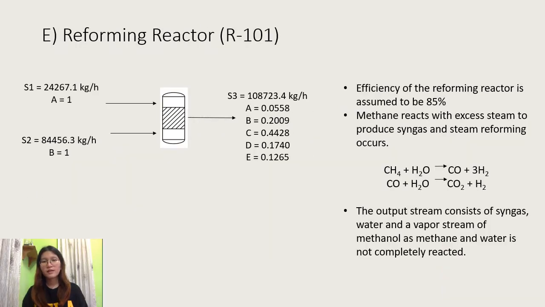Last but not least is the reforming reactor. This reforming reactor is assumed to be 85% efficient. Methane will react with excess steam to produce syngas, and steam reforming will occur. Carbon monoxide also will react with water to form carbon dioxide and hydrogen gas. However, methane and water will not be completely reacted inside this reactor.